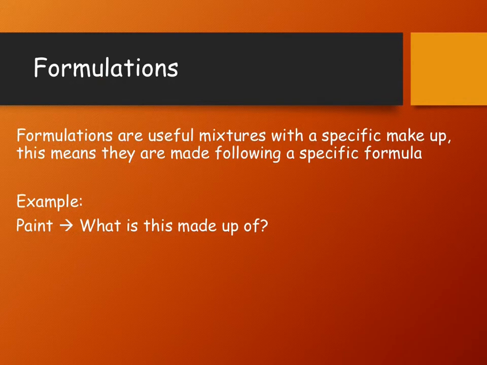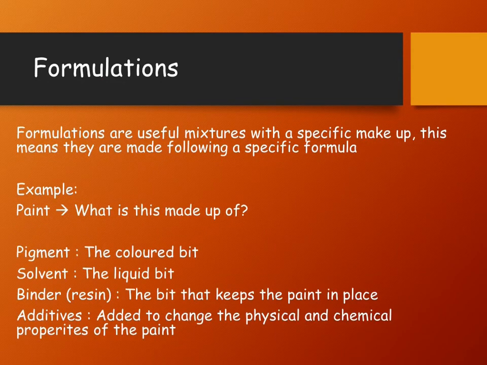One example is paint. What is this made up of? Well, paint is first of all made up of pigment. That's the coloured bit of the paint, so that's what gives it its colour. For example, titanium oxide would be used to colour white paints. We then have the solvent. That's the liquid bit that the other components are dissolved into. The other components being examples of solutes.